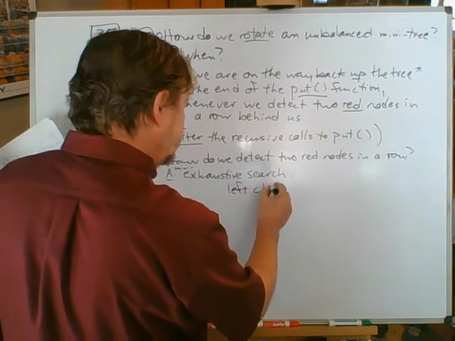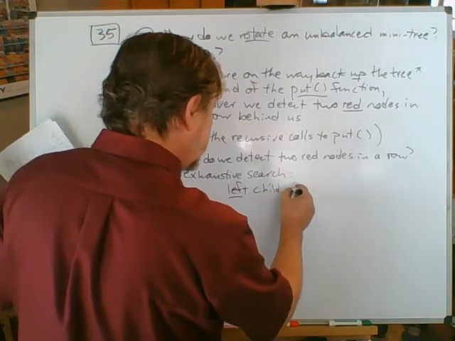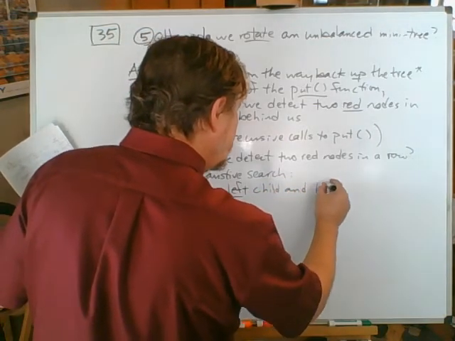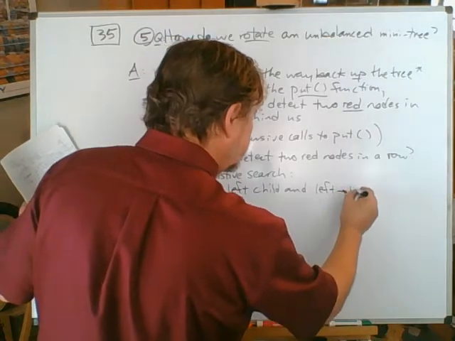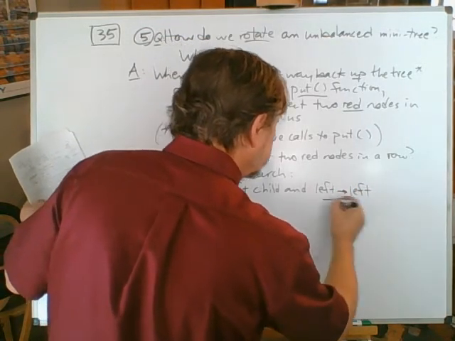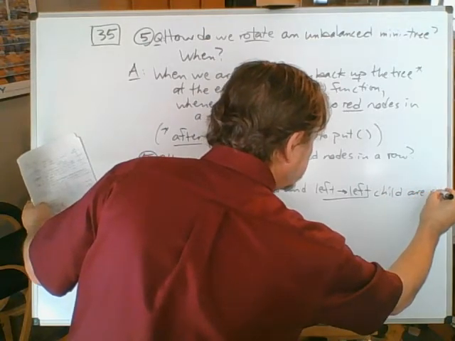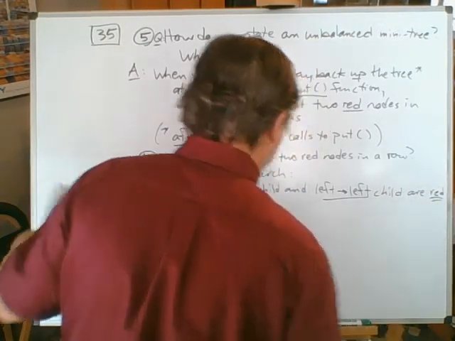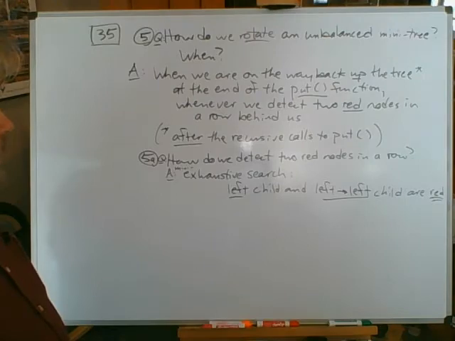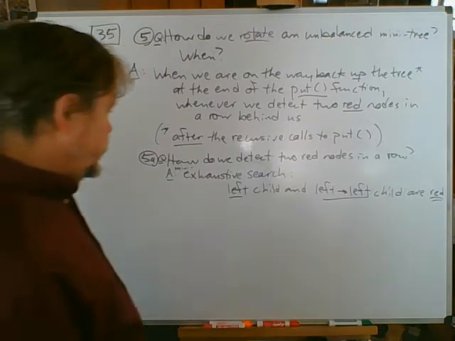Left child and left arrow left child. I like that better. Are read. There. Possibility number 1. I'm going to do ditto marks.